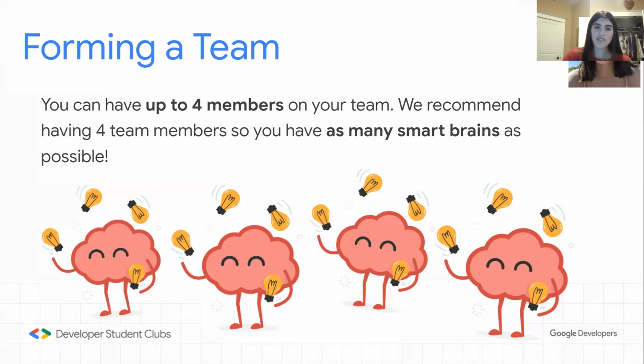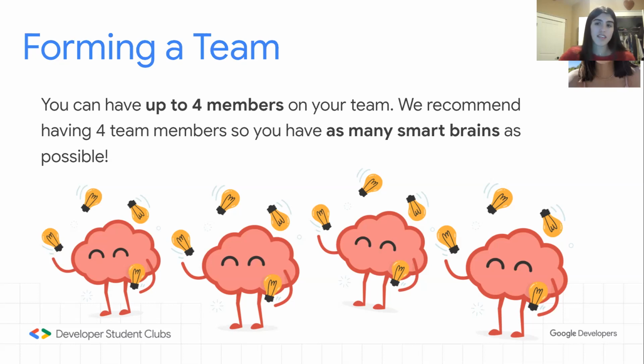All right, so now let's talk about building your team. You can have up to 4 team members, like Danny was explaining. And we at the PSU DSC do recommend that you have 4 team members, just so that you can have as many smart people as possible working together.